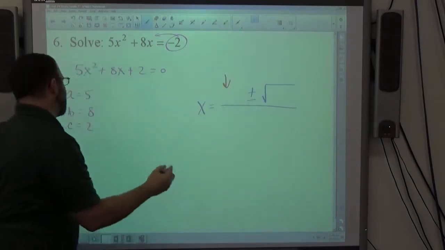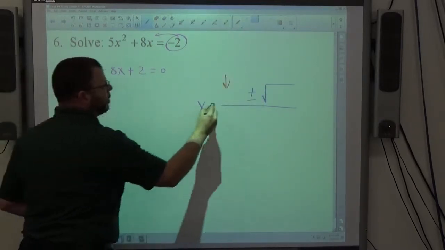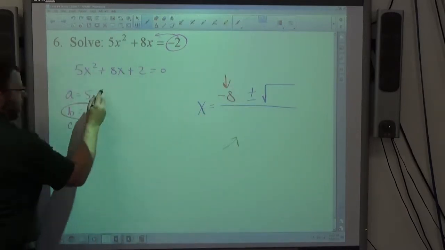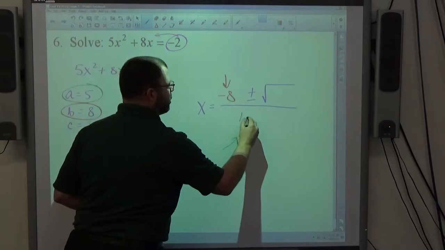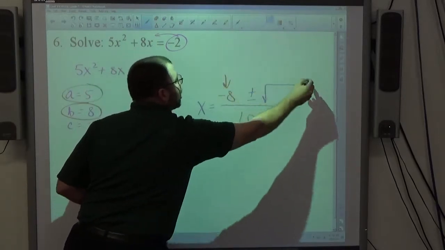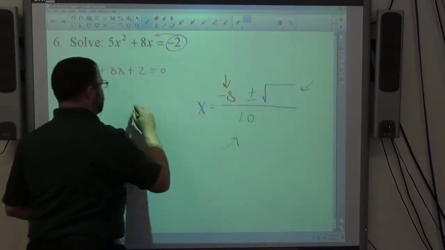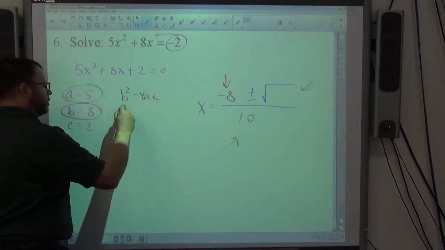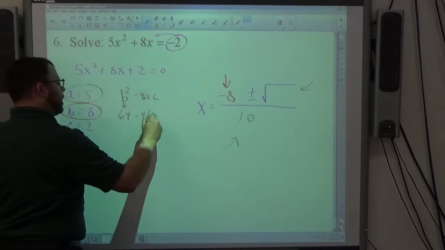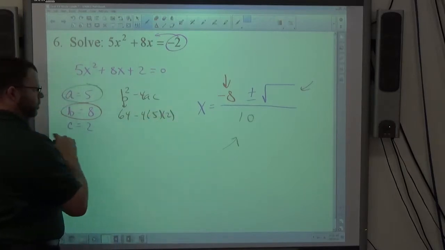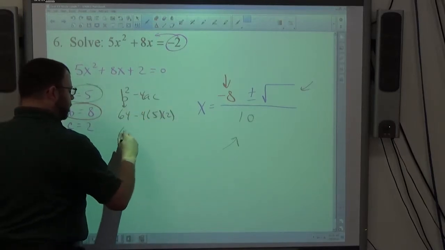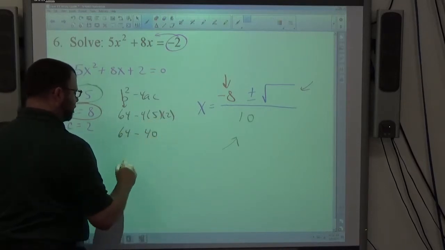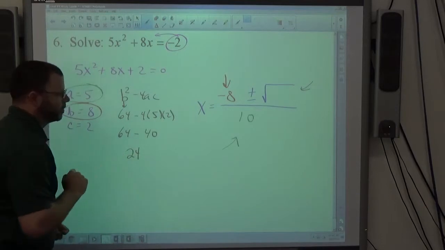What goes here is opposite of b. B is positive 8, so opposite of b is negative 8. What goes here is 2a. A is positive 5. 2a is going to be positive 10. And what goes in here is b squared minus 4ac. That's going to be 64, 8 squared, minus 4 times 5 times 2. A and c are 5 and 2. 64 minus, it is 4 times 5 is 20 times 2 is 40. 64 minus 40 is 24.